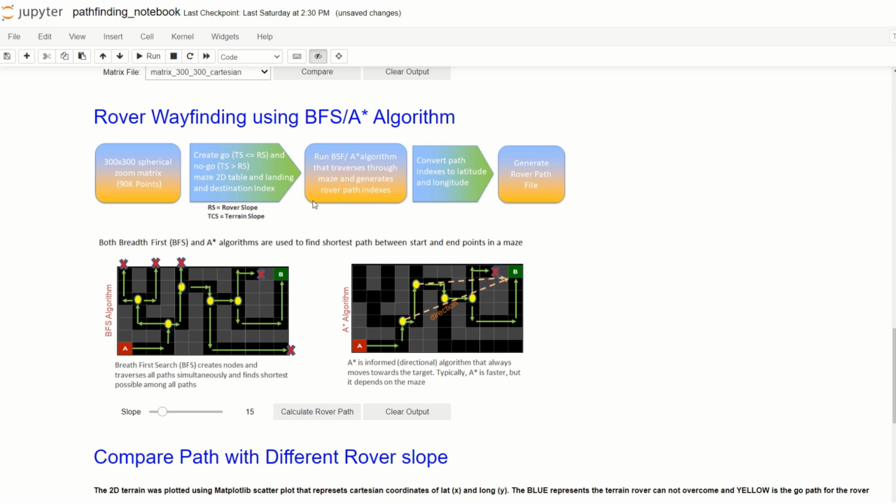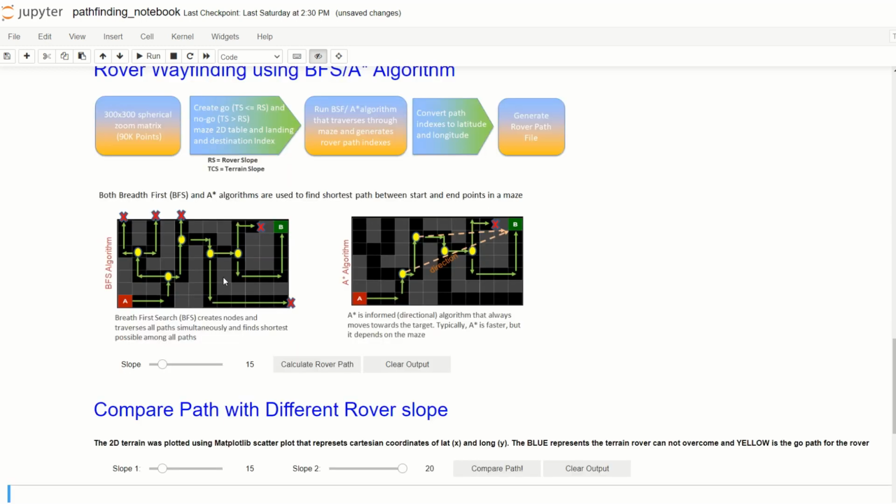Then we ran that through the BFS or the A* algorithm, and those would traverse through the maze and generate rover path indexes. We would convert those path indexes to latitudes and longitudes using the 300 by 300 spherical zoom dataset. And then lastly, we would generate the rover path file. So this is an example of the breadth first search algorithm, and this is an example of the A* algorithm.